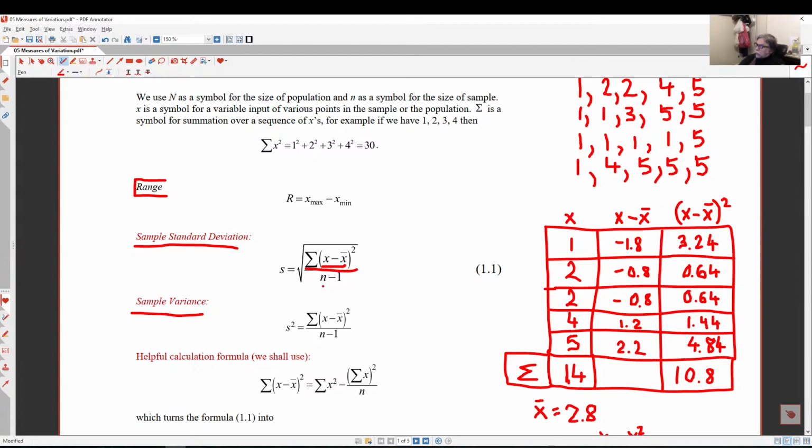And now I need to divide that by n minus 1. N minus 1 is the degrees of freedom of the sample. That's how it's called, degrees of freedom of the sample. Now, if the sample has 5 things, degrees of freedom of that sample will be 4. If the sample has 50 things in it, degrees of freedom of such a sample will be 49. So you gotta remember that. It's very easy to remember.